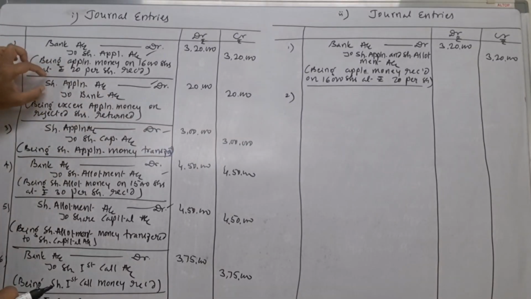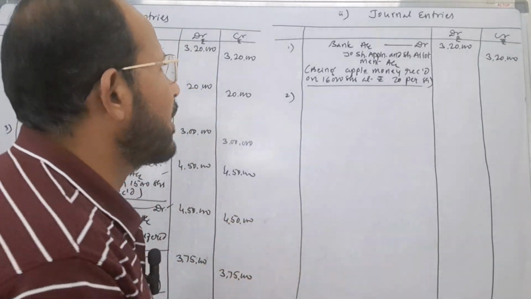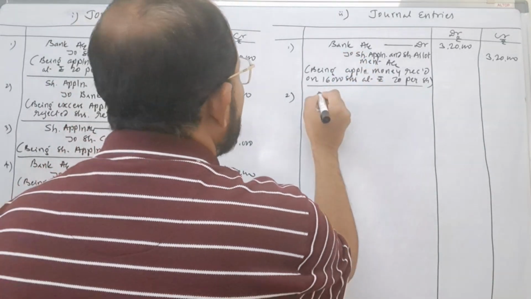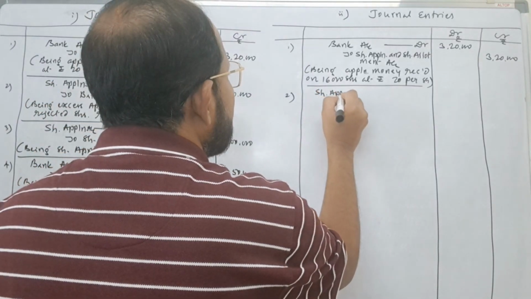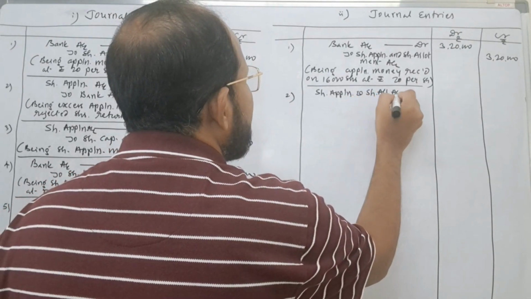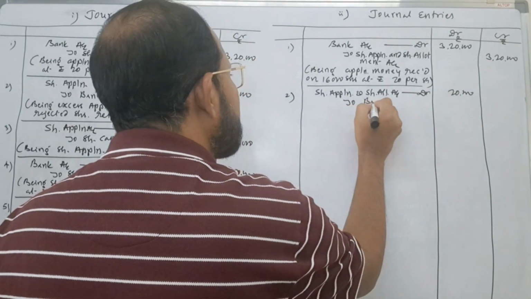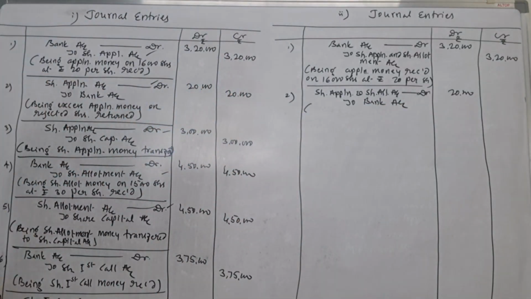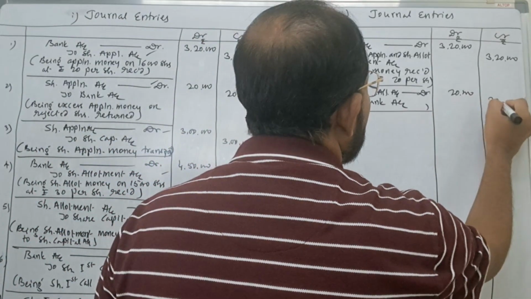But instead of taking share application account, what are we going to take? We are going to take share application and allotment account, because that is the only account which the company is maintaining under this method. Okay, you write the journal entry: share application and share allotment account is debited with the amount of rupees 20,000 to bank account. Very simple thing. To bank account. You write the same narration, being excess application money on rejected shares returned. Rupees 20,000 and 20,000.